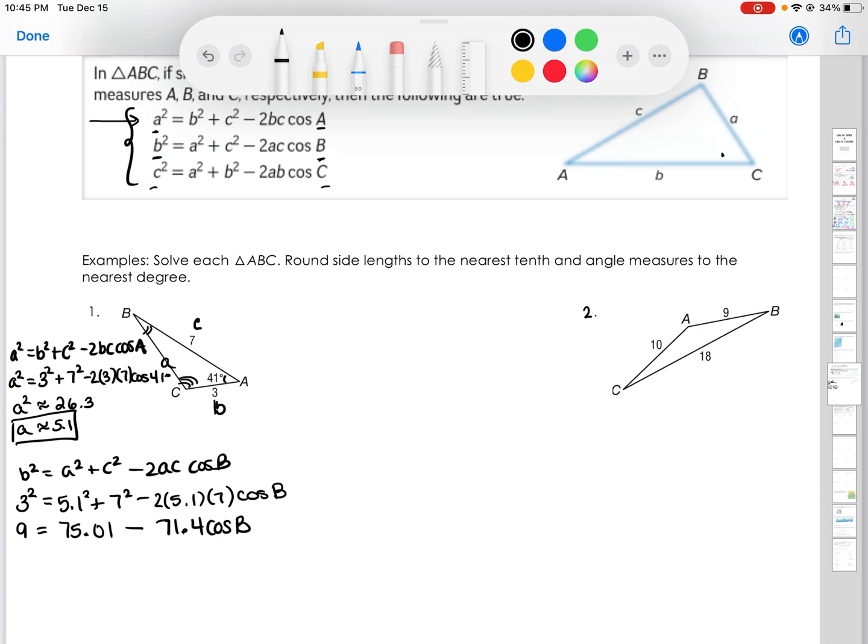I cannot just subtract those two numbers from each other because the 71.4 is being multiplied by cosine B. So I can't perform that subtraction until that multiplication occurs. Now we're going to solve. So we'll subtract the 75.01 from both sides.